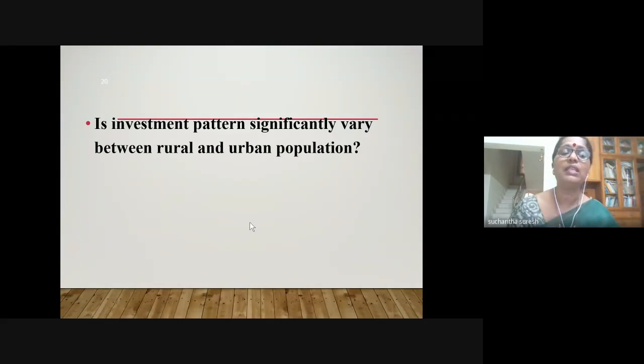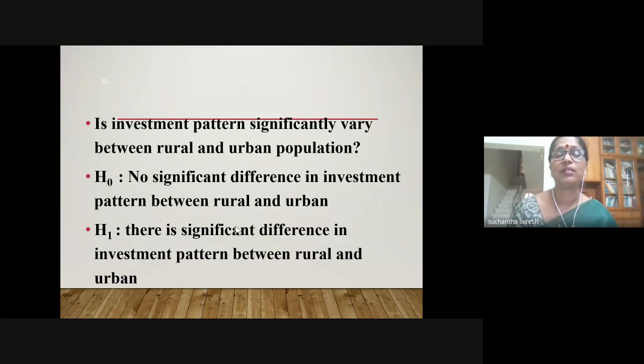Now, for example: do investment patterns significantly vary between rural and urban populations? This is the research question. What is the research hypothesis here? There is a significant difference between rural and urban with respect to investment pattern. What is the null hypothesis? The null hypothesis says there is no significant difference. The alternative hypothesis says there is a significant difference.